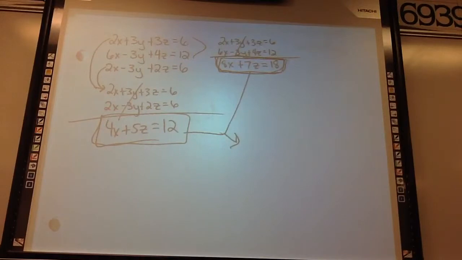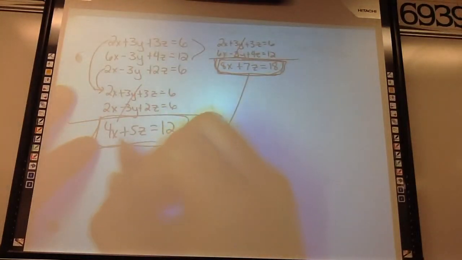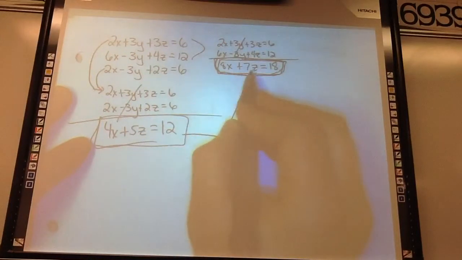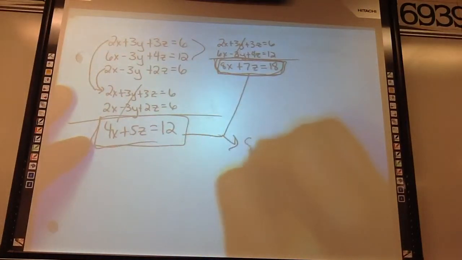Just solving a system of equations with 3 variables. Multiply bottom by 8 and top by 4. You can just do that one by 2. Let's leave that one the same. So yeah, 8x plus 7z equals 18.